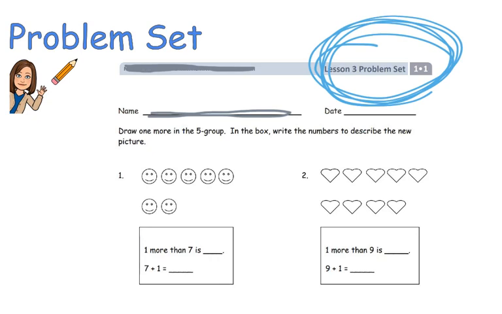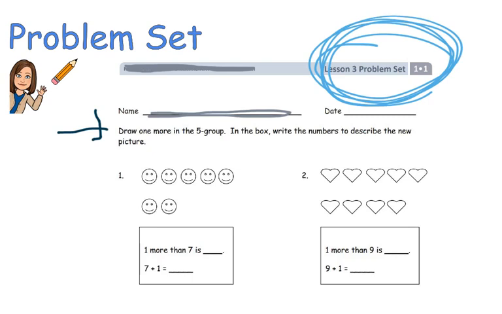Okie dokie. Let's get started. So our directions say draw one more in the 5 group. In the box, write the numbers to describe the new picture. Okay.